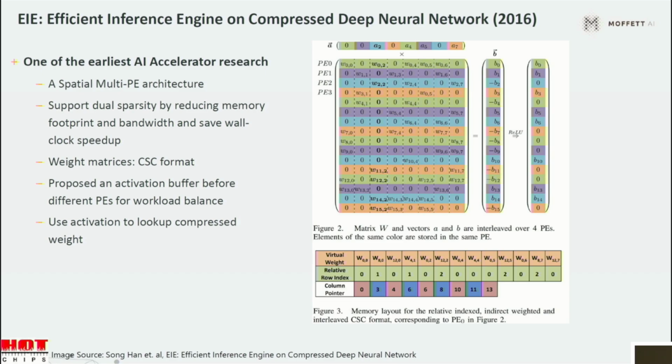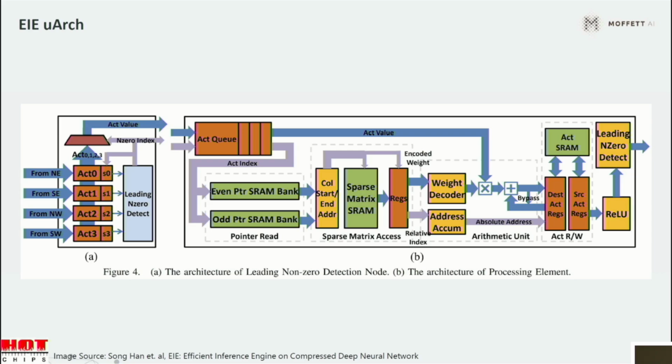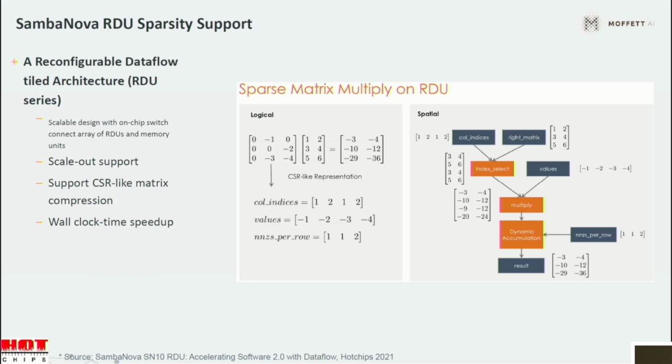If you are interested, this is a very early paper, and it's a pioneer on compressed deep neural network sparse AI accelerator design. The microarchitecture I'm not going to go over.